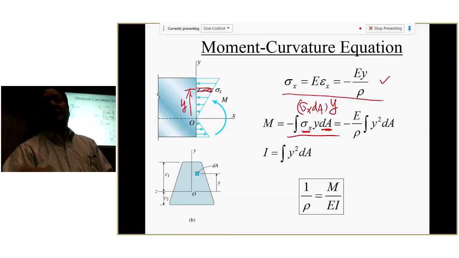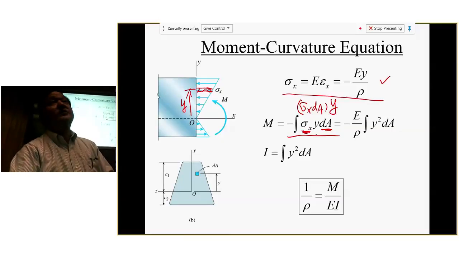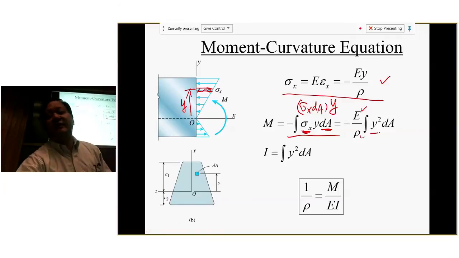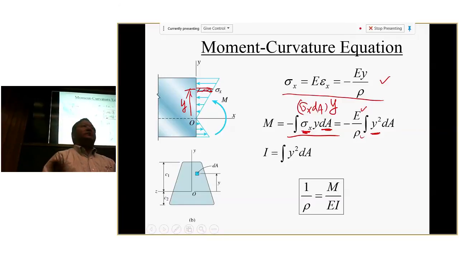All right, with this, the next part will be easy. Take this equation here. We know the stress, so you plug in for sigma x, combine the terms, and then you throw the E and the rho out. What's left in the integral will be only y squared. Now, why can you throw E and rho out? E is a material constant, so you can take it out of the integral. What about rho? On this cross-section, we talk about the neutral axis. Rho is a constant, so it doesn't depend on y. The rho of the neutral axis is a given value, so you can take it out.